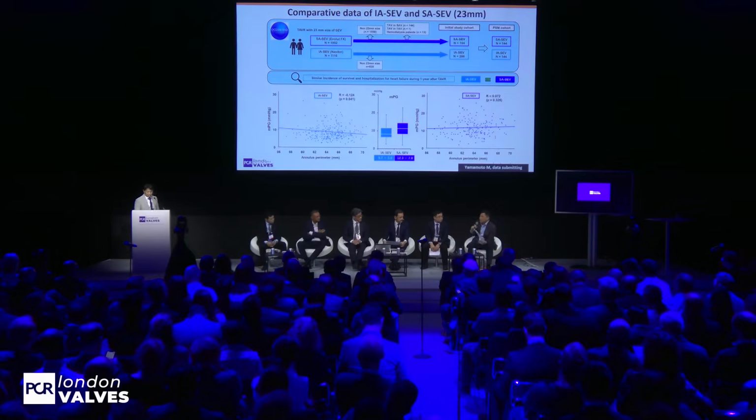Thank you so much, Masa. One question, sorry. I think small annuli are not all the same. Some small annuli are circular, some are very elliptical. Your case is very elliptical. So the difference may depend on the circularity in your data.